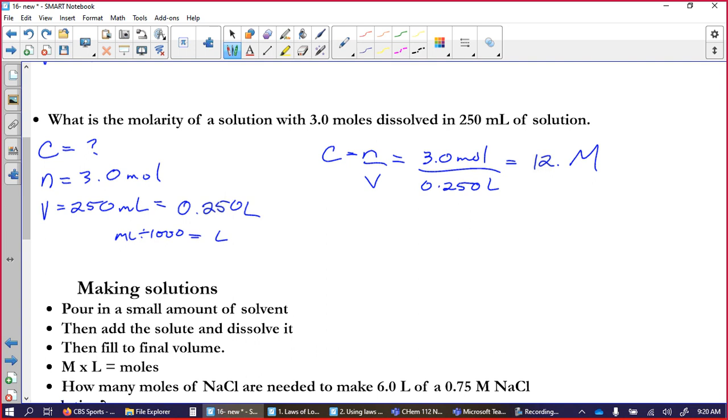We can mathematically rearrange, like we have 3 variables. If I want to find moles, I multiply by volume and volume cancels. So number of moles is your concentration times your volume.